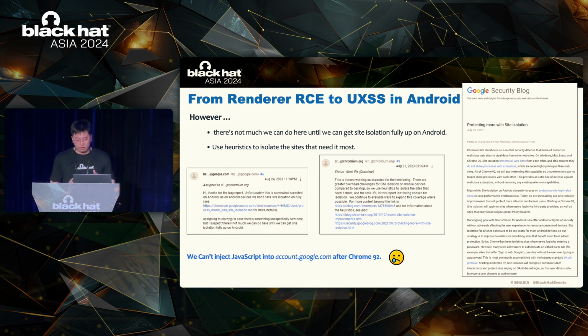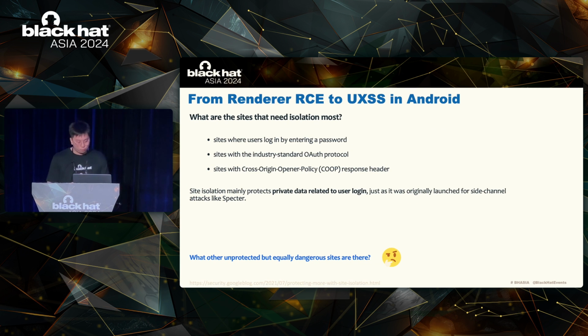But as users, they are still safe since Google uses heuristics to isolate the sites that need isolation most from Chrome 92. This means we can't inject JavaScript code into sites like account.google.com after that. So what are the sites that need isolation most? According to Google's doc, it mainly protects private data related to user login, such as sites that users log in to by entering a password, or sites with the industry standard OAuth or other protocols.